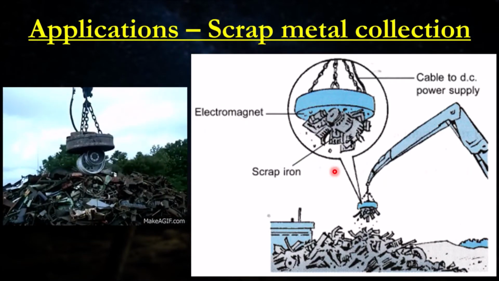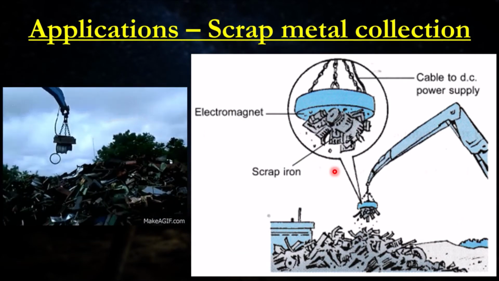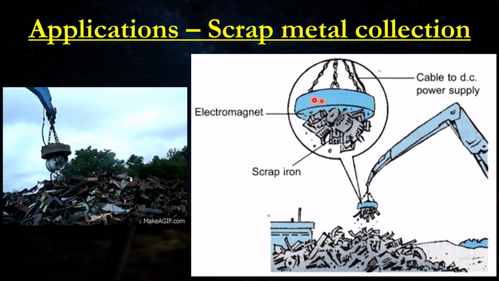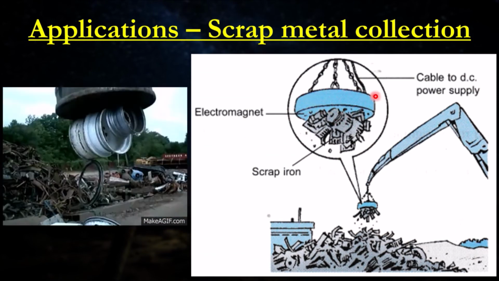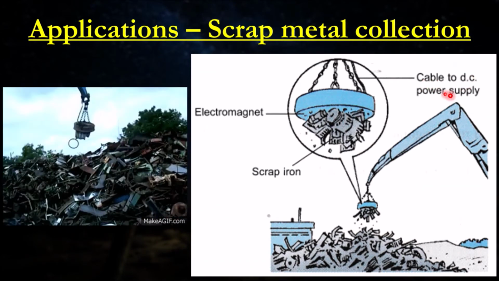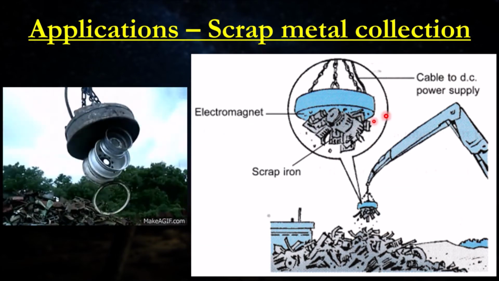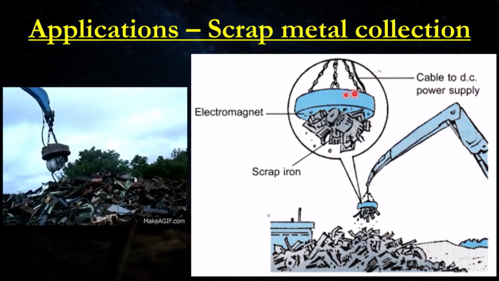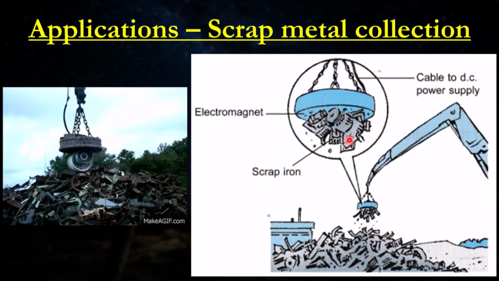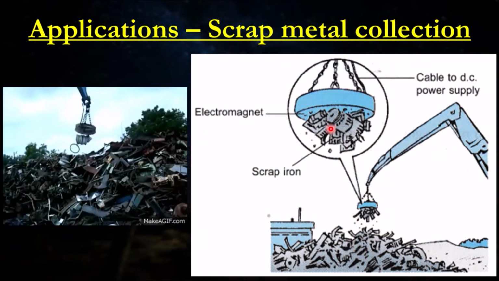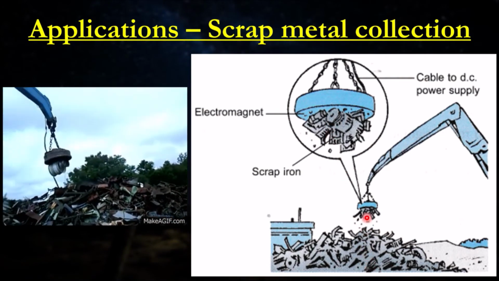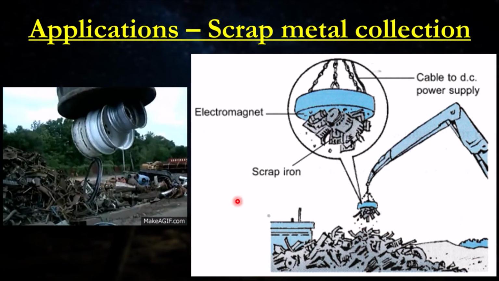Next one we have is scrap metal collection. As you can see here, we have a really large electromagnet, and that is induced with a strong DC power source, so direct current. That's going to cause the electromagnet to become magnetized, and that causes attraction on all these iron scrap metals. Obviously, this is a great application because you can drag a lot more scrap metal and then deposit it elsewhere.